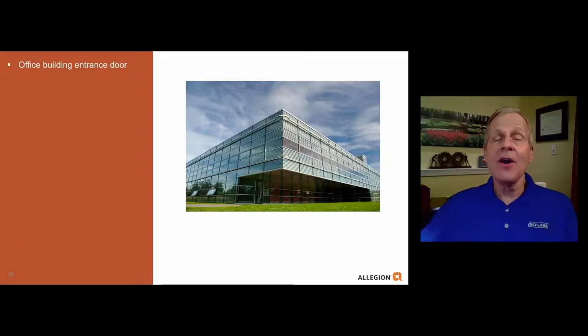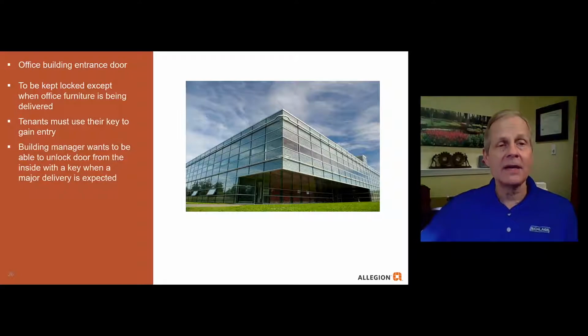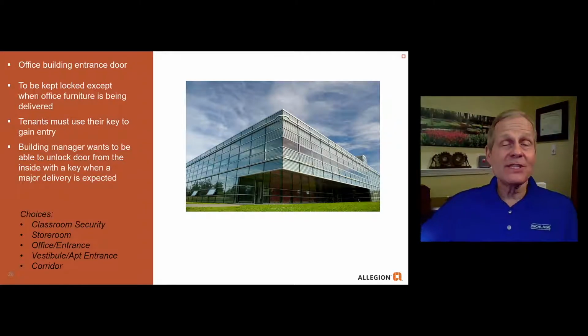Okay, next we have an office building entry door. Now, typically we want to keep that entry to the office building locked at all times, except when there is furniture being moved in. Tenants will use their keys to gain entry most of the time, and as soon as they remove their key, we want it to relock. But the building manager wants to be able to unlock this device, turning it into a passage set, when furniture or large equipment is being moved in through the front door. So we want the manager to be able to decide when that is going to be left unlocked or in the passage mode. Which choice do you think would be appropriate for that application?